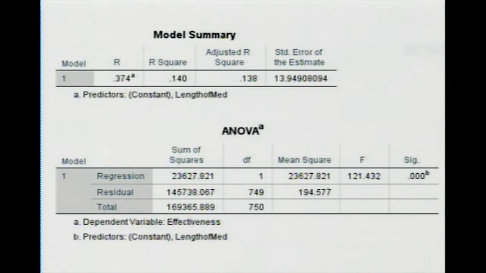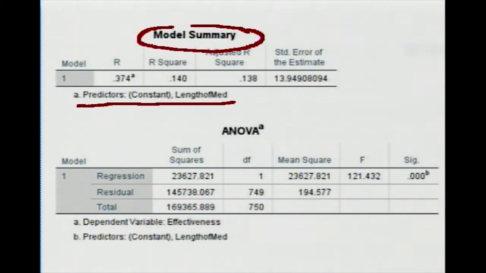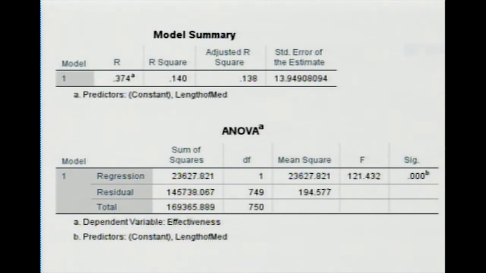So we look at the model summary first, and here it gives us a general overview of this regression relationship. And we are reminded that we have length of mediation as the predictor. And then we have two very important numbers that are stated here. We see the R and we see the R square. Now the R is the multiple correlation between the two variables. Now in our case, it's the correlation essentially between the length of mediation and the perception of effectiveness. And so we see that it's 0.374.